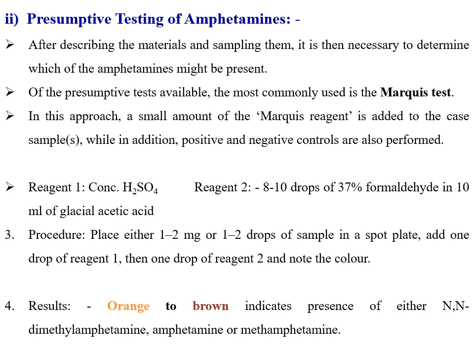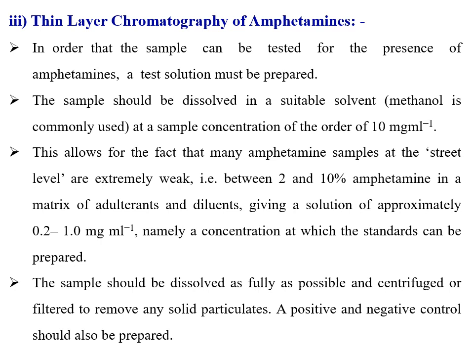1 to 2 milligrams or 1 to 2 drops of the sample are taken in a spot plate, and 1 drop of reagent 1 and 1 drop of reagent 2 are added, and the color is noted. If we get an orange to brown color in the spot plate, it indicates the presence of either N-diethylamphetamine or methamphetamine. Once the type of amphetamine is identified in the presumptive test, it can be further confirmed by performing thin layer chromatography.